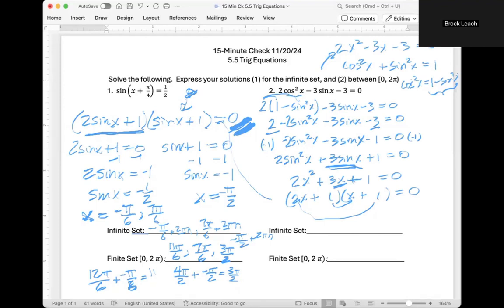There's three finite set solutions. But what about the 4 pi? Oh, my bad. Didn't see that. Okay, thank you. No, I was just trying to give detail about how I got the 3 pi over 2.